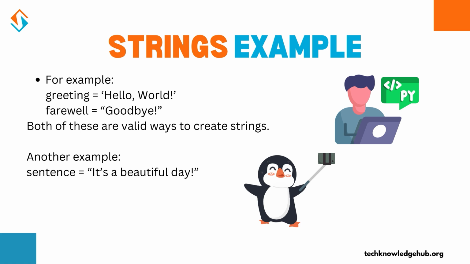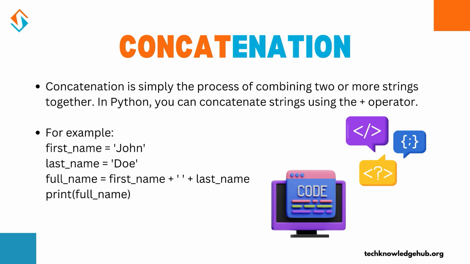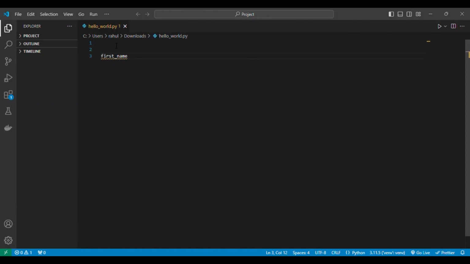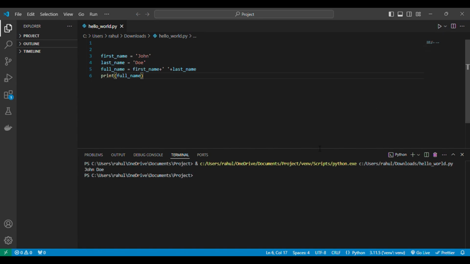Now that we know how to create strings, let's explore some basic string operations. First is concatenation. Concatenation is simply the process of combining two or more strings together. In Python, you can concatenate strings using the addition operator. Here's an example. first_name equal to "John" and last_name equal to "Doe", then full_name equal to first_name plus space plus last_name, then print full_name. In this example, we're combining the first name, a space, and the last name to form the full name.